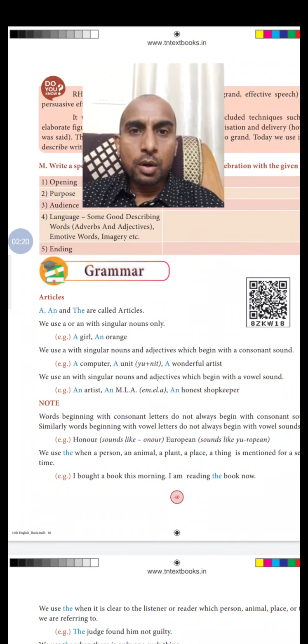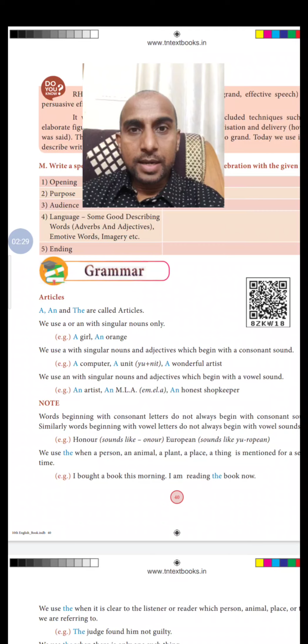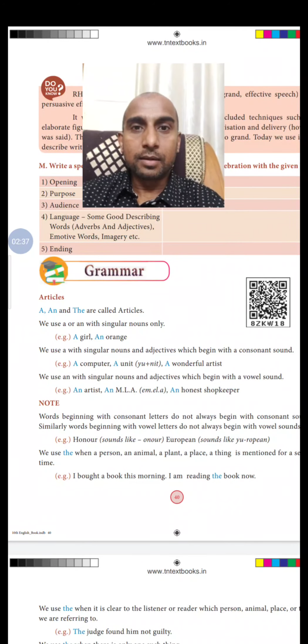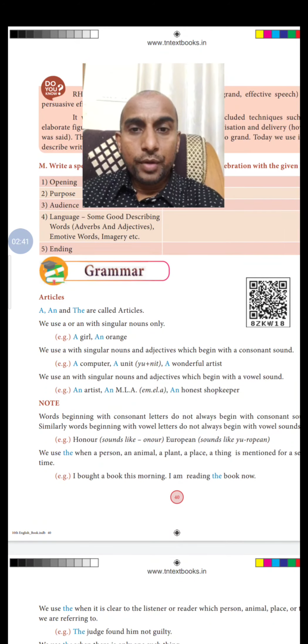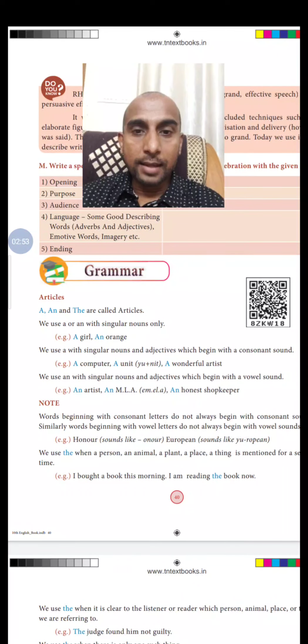You know what are all the vowel sounds? If you look at the letters A, E, I, O, U, these are the five vowel letters. But in a sentence, not all these vowel letters will have a vowel sound. The examples for those we'll see later on the next page. So we use a before a singular noun and an adjective which begin with a consonant sound, like a computer, a unit, a wonderful artist.